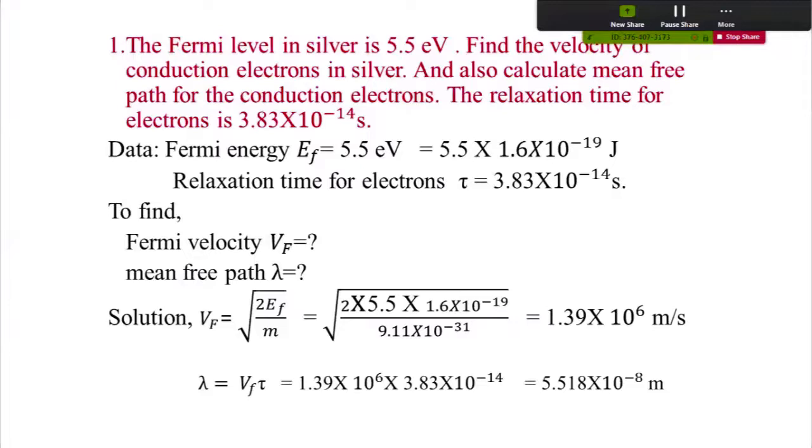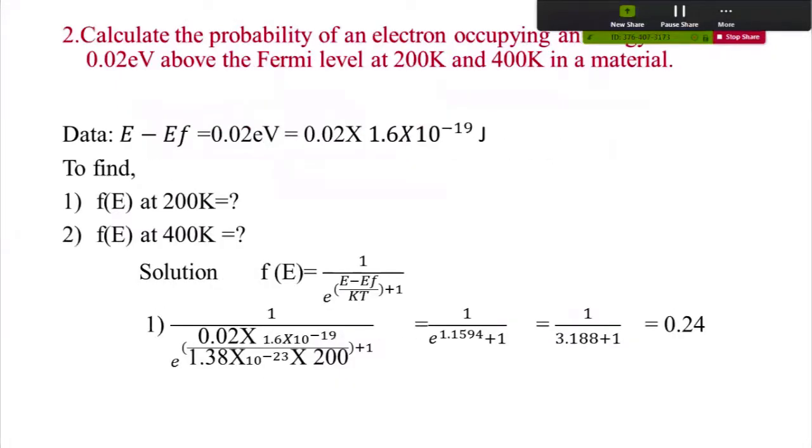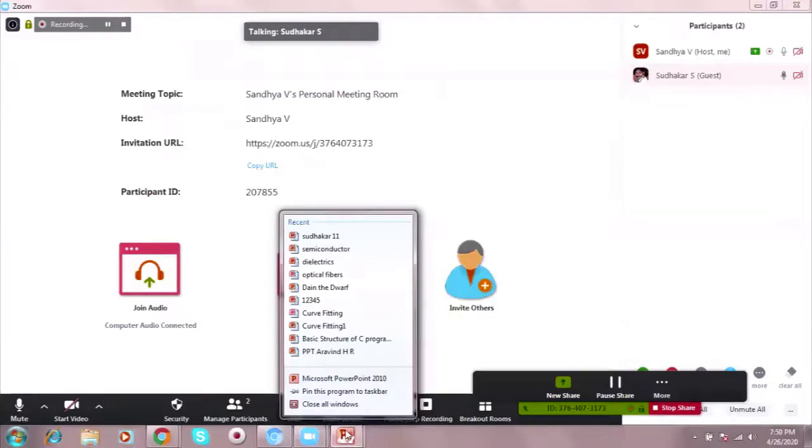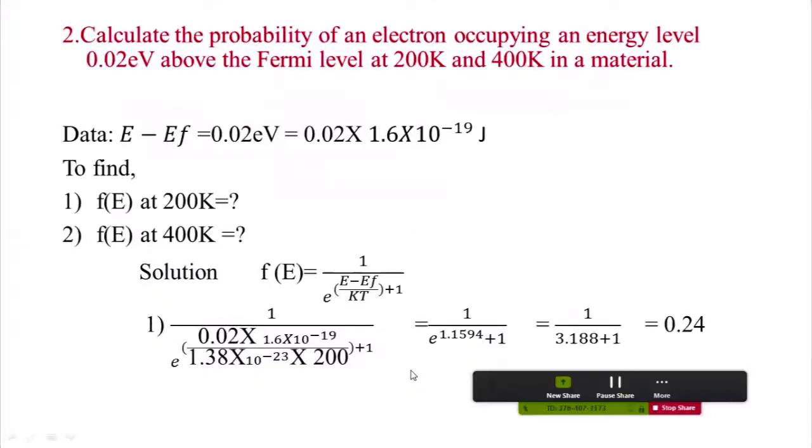Now we will move on to the second problem. Calculate the probability of an electron occupying an energy level 0.02 electron volt above the Fermi level at 200 Kelvin and 400 Kelvin in a material. As with the first problem, before solving, you need to note down the data. They have given E minus EF equals 0.02 electron volt. Convert electron volts to joules: 0.02 into 1.6 into 10 to the power minus 19 joules.